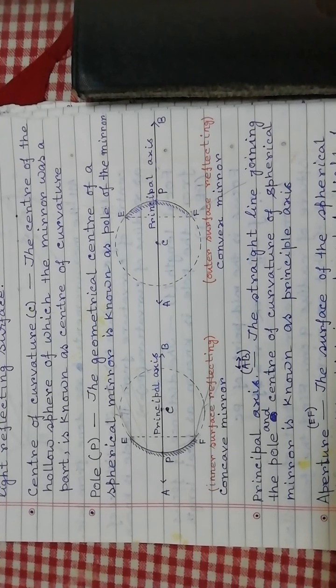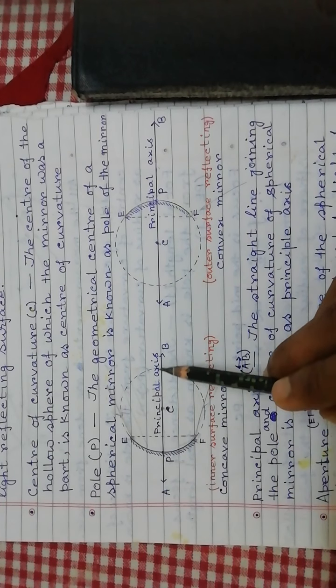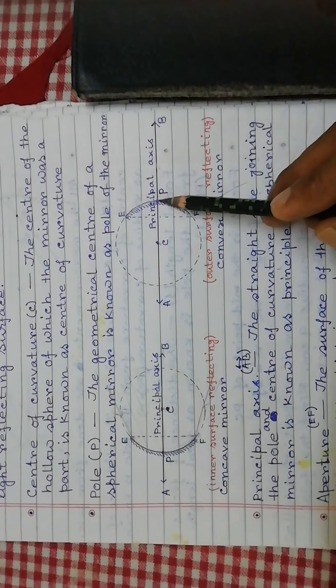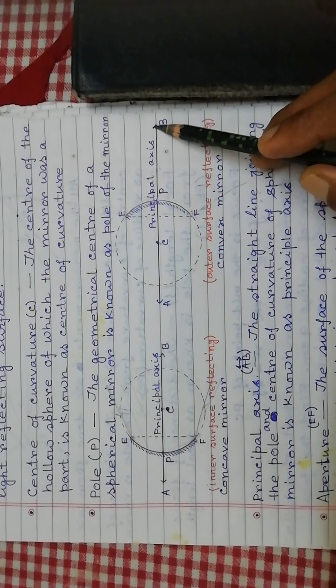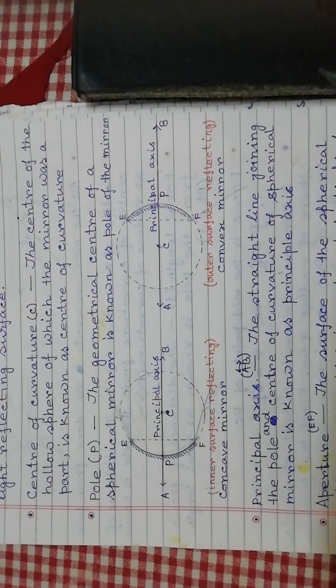Now the principal axis. When a straight line joins the pole and the center of curvature, this straight line is known as the principal axis. The straight line AB joins this pole and the center of curvature, so it is the principal axis.